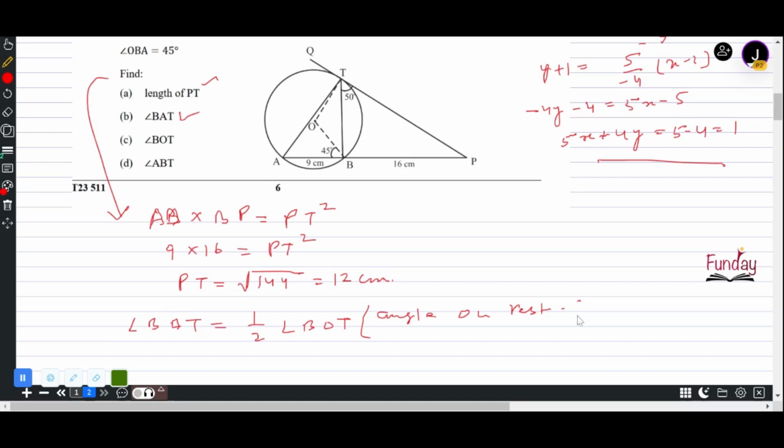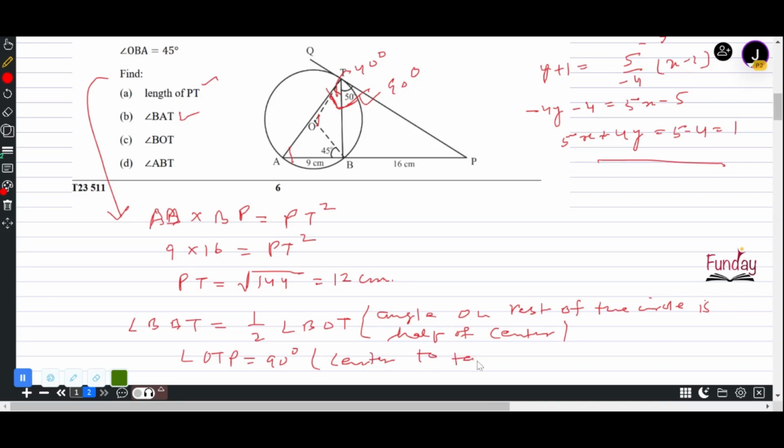Next is angle BAT. What is BAT? BAT is an angle subtended by the chord BT, or rather the circle segment BT makes two angles. One is BOT, which is at the center of the circle, and another is BAT, which is on the other side of the circle. So the angle on the other side of the circle is always half of the angle at the center, okay. But first we have to solve for BAT. So BAT is going to be half of BOT. Now what is BOT? We don't know BOT, right. So angle BOT is one of the angles of the triangle OBT. So if we know angle OBT and angle OTB, we can find out BOT, right? But we don't know any of these angles.